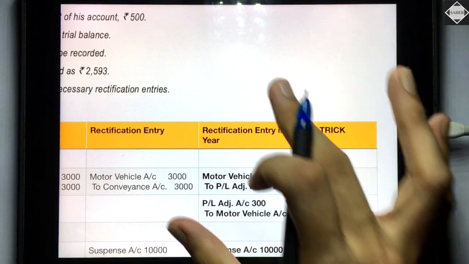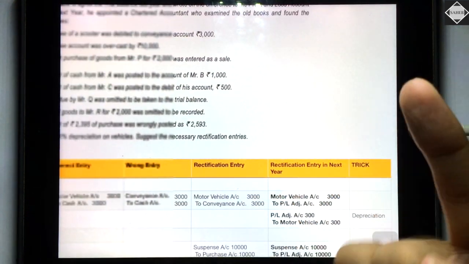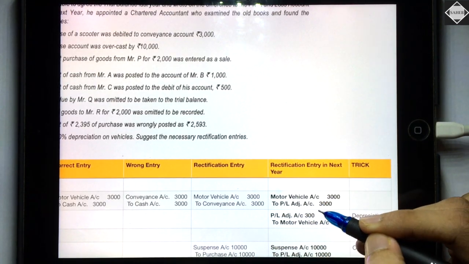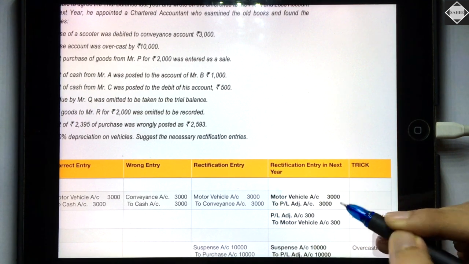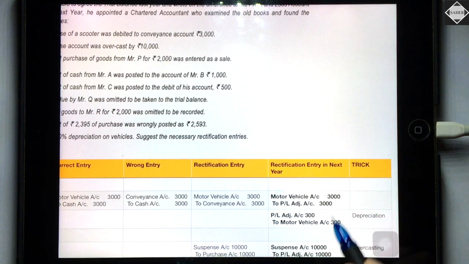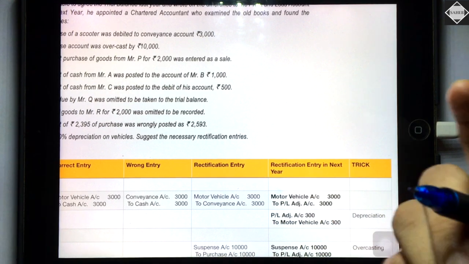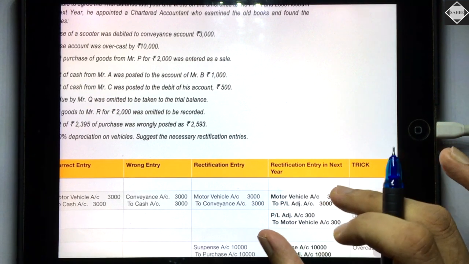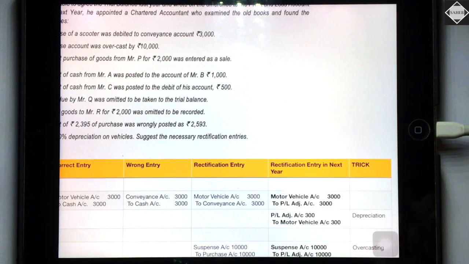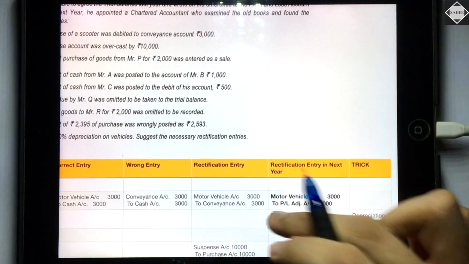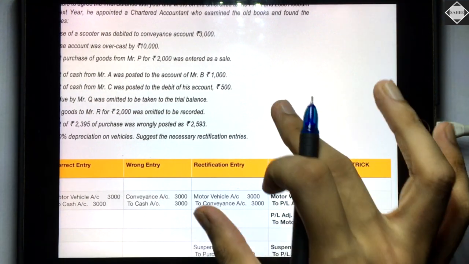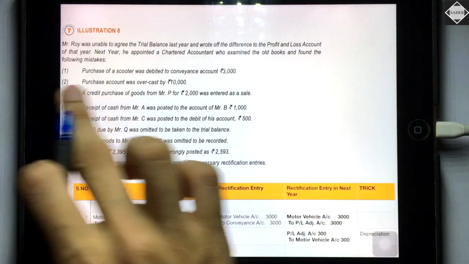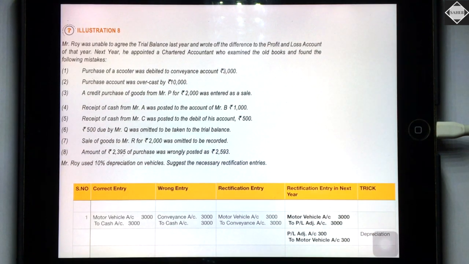Now if you see the ICAI study module, you will find they have passed just one entry: motor vehicle account to P&L adjustment account 2700. That's also fine because they have taken the net, 3000 minus 300, that's 2700. But this is an expanded form and it's easy to understand this way. I'm saying this for you, not the examiner. In the exam you can directly do that. Is that clear? So that's the solution of the first error. You got this, right? Now let's understand the second one.